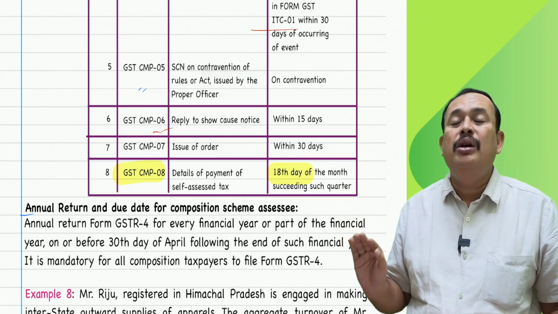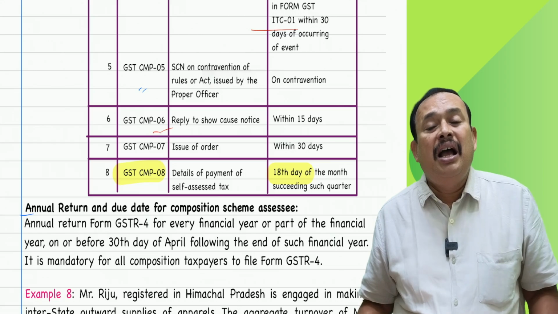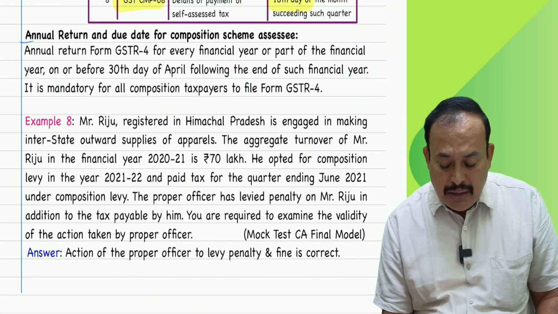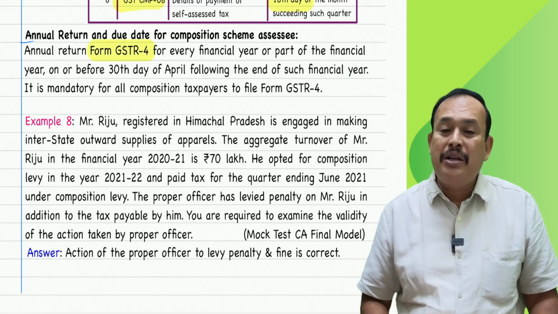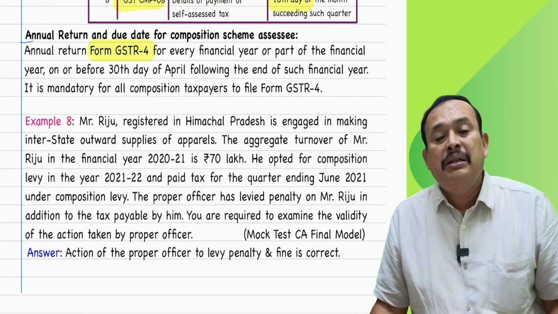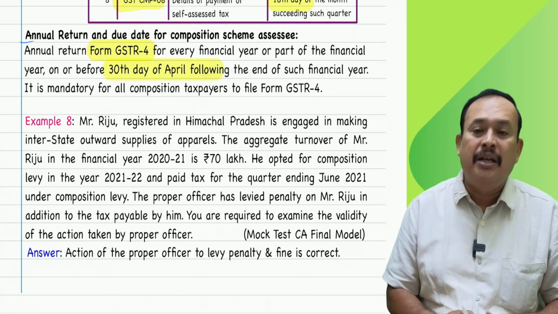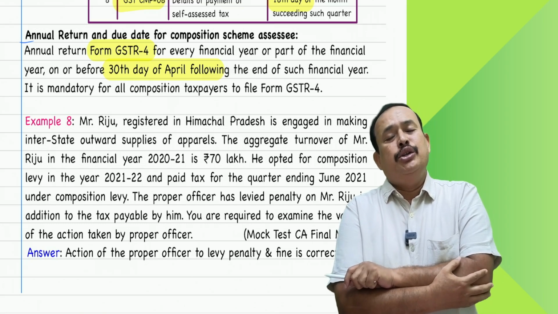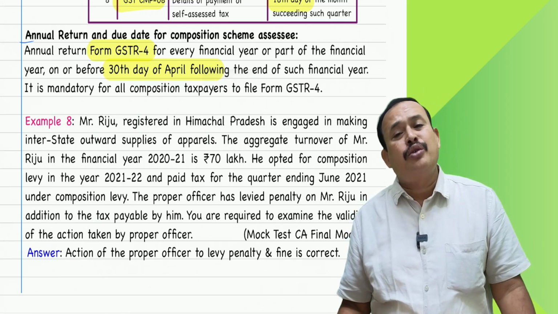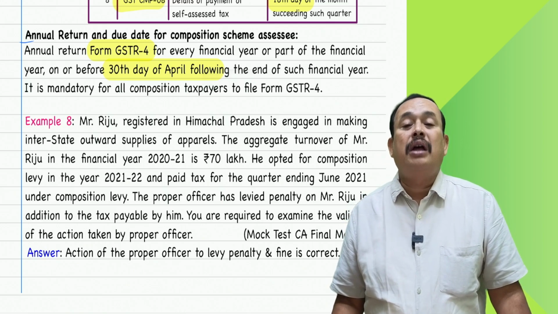Such a composition taxpayer will also be required to submit an annual return, form GST R4. Form GST R4 is the annual return. Who is required to submit? A composition taxpayer. What is the due date of submission of this GSTR-4? By 30th April of the succeeding financial year. For example, for the year 24-25, the due date of filing GSTR-4 by a composition taxpayer is 30th April.